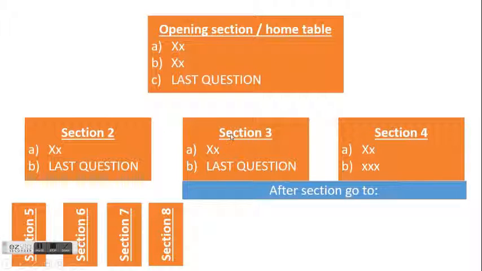Then there's also, after each section, at the very end, a functionality, after the section go to. After the section go to can also go to various sections. However, you only have one choice here. If you use this functionality, you can only go to section 8, or section 3, or section 4. However, if you have a last question which is a multiple choice question, you can determine many more sections you can go to.